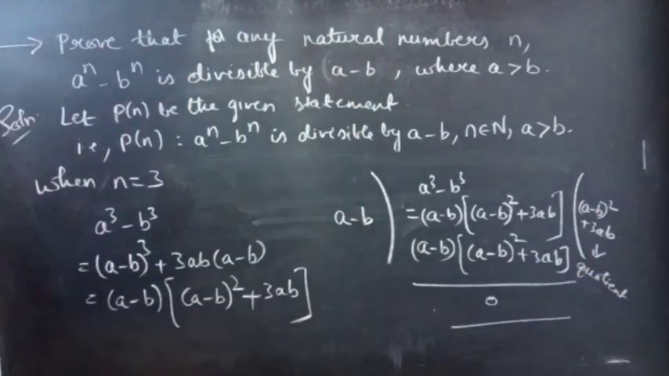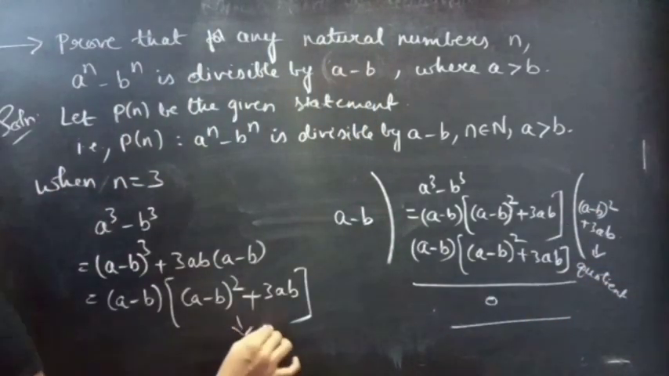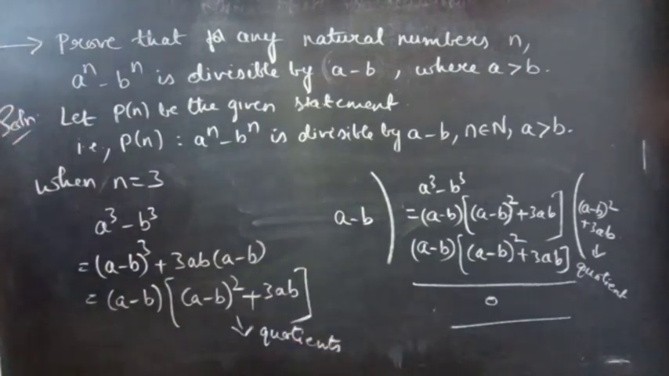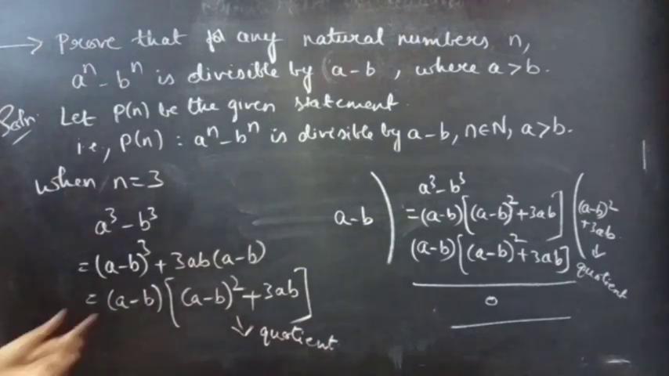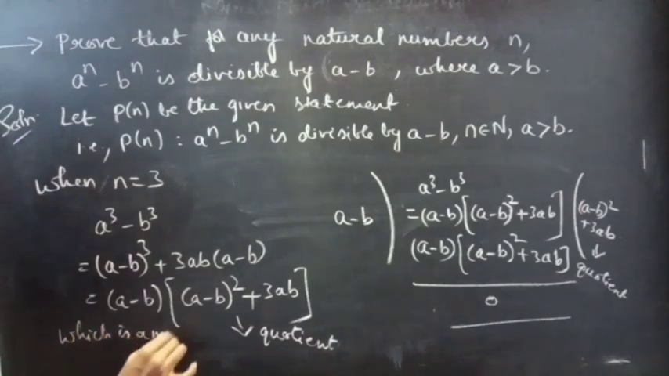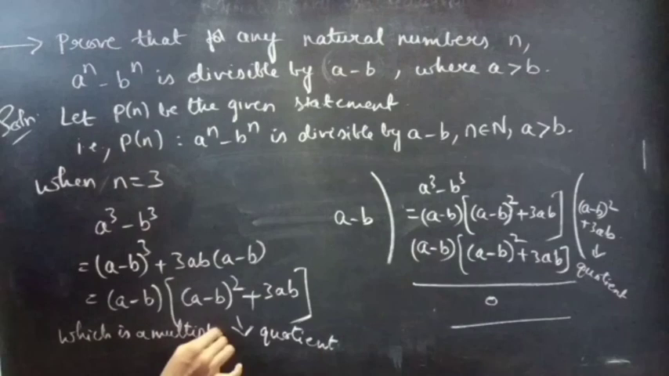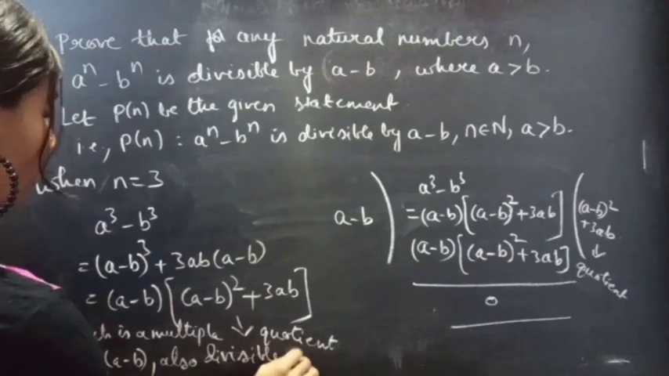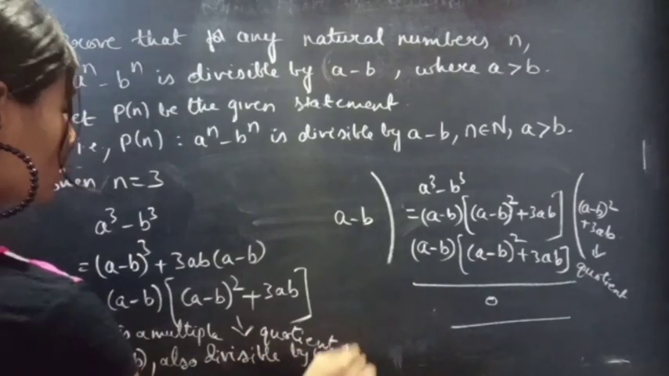Quotient (a − b)² + 3ab. So this is a quotient. Terms under the square brackets is a quotient, right? And also it is a multiple of a − b, which is a multiple of a − b, right? And also divisible by a − b.